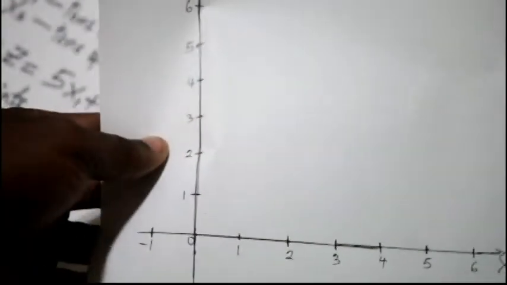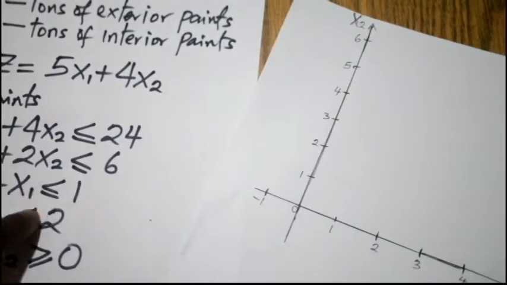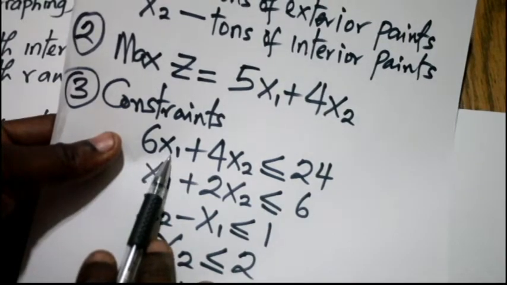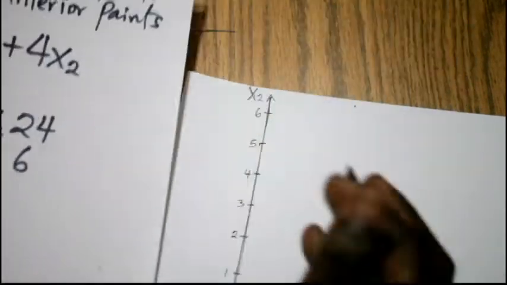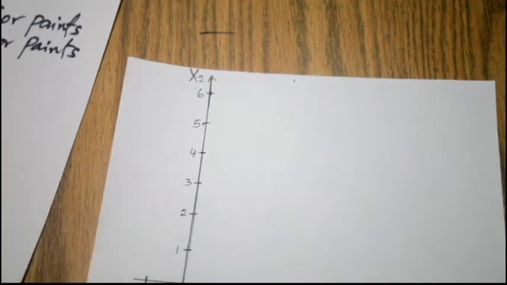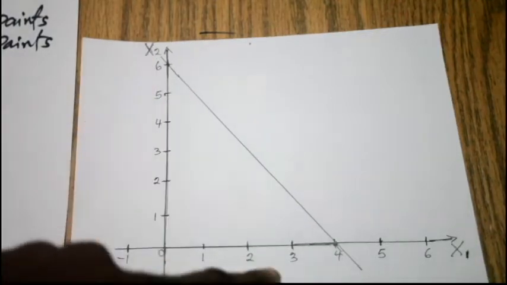On this graph, I have to represent the y-axis with x2, and the x-axis with x1. So for the first constraint, when x1 was 0, then x2 will be 6, so I will stay on 6 here. And when x2 is 0, x1 will be 4, so I have 4 on this side. On the two sides, I'm going to plot this down, 6 to 4. So that is the graph for the first one.